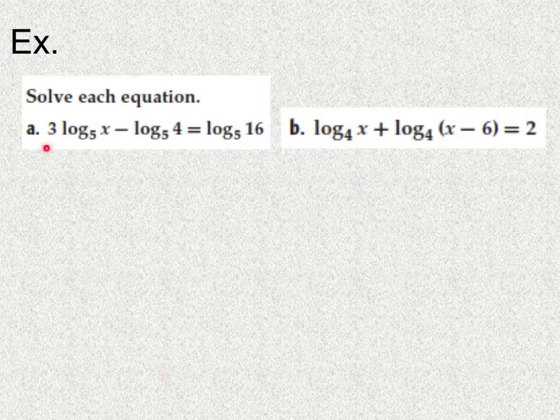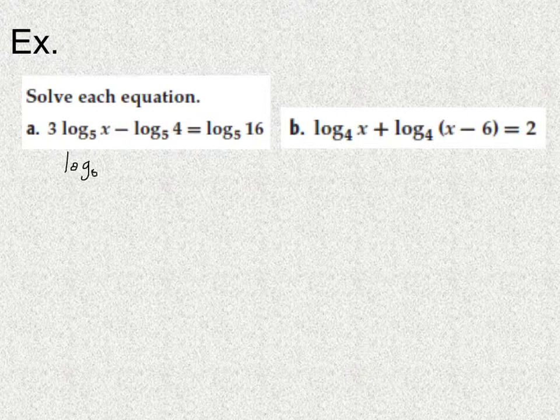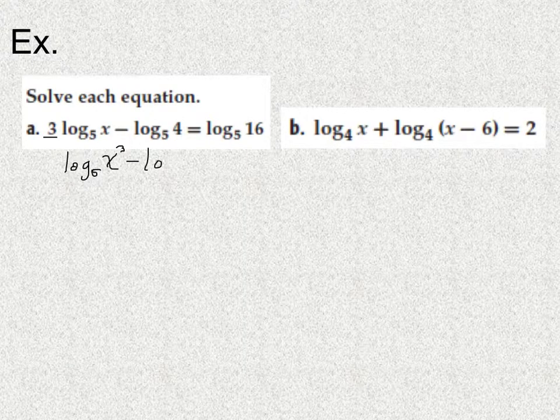Can we express this side? This side looks pretty complicated. Can we express this so it's a single log? So we have log base 5 of something. If we can, then we can set the arguments equal to each other, right? So let's try that. So we end up with log base 5 of x cubed, and that's using the power property, minus log base 5 of 4 equals log base 5 of 16.